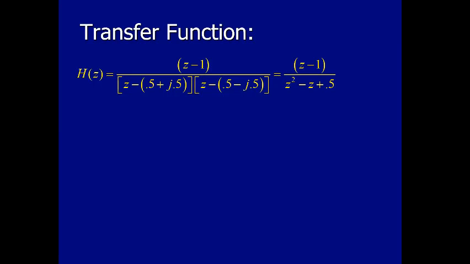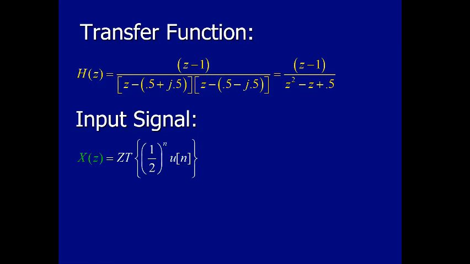So here's our transfer function that we derived from that. It's z minus 1 over z squared minus z plus 0.5 if I combine my two complex conjugate terms. That's our H(z). We want to know what's the output of this system if I put in (1/2) to the n times u of n. That's our input signal, so we need its z transform. That's one we can look up in the lookup table. It's z over z minus 1/2.